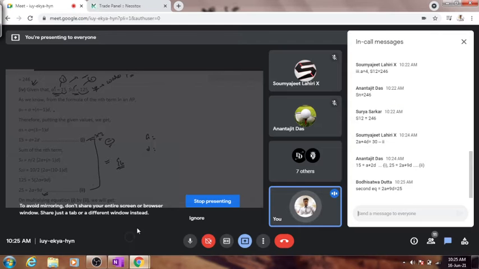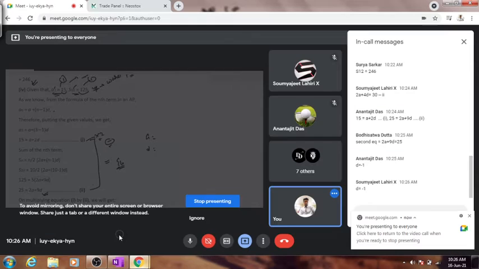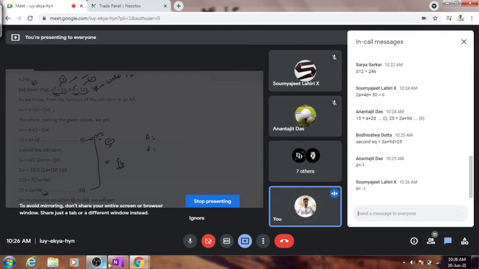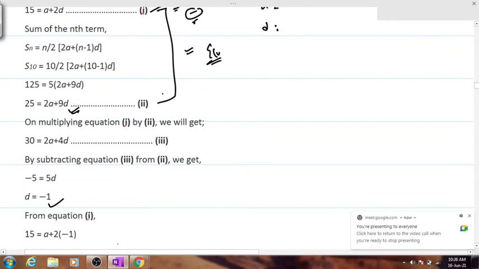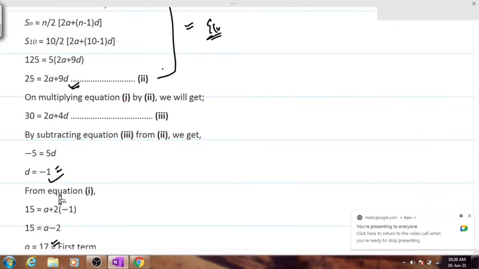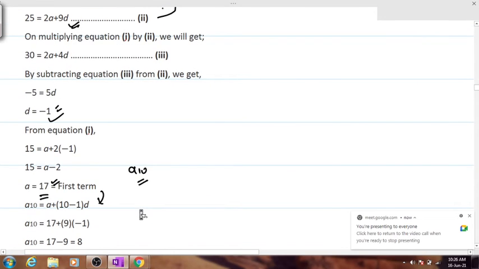Now hurry up, tell me the value for A and D. I need a value for A and D. Very good. D has come out to be minus 1, and then the value for A will come out to be 17. And then at last you have to calculate the value for A10. Simply substitute and you will get the answer as 8.